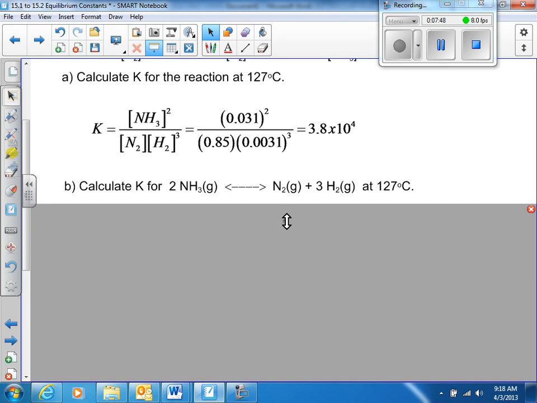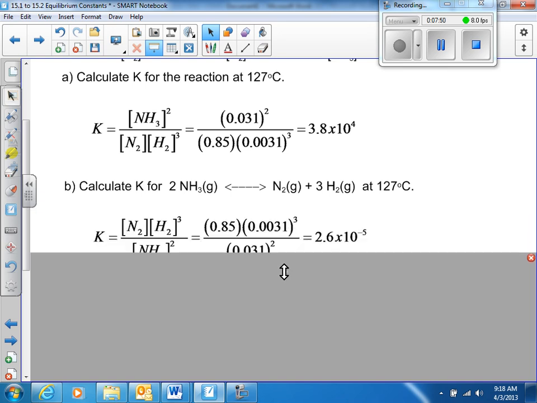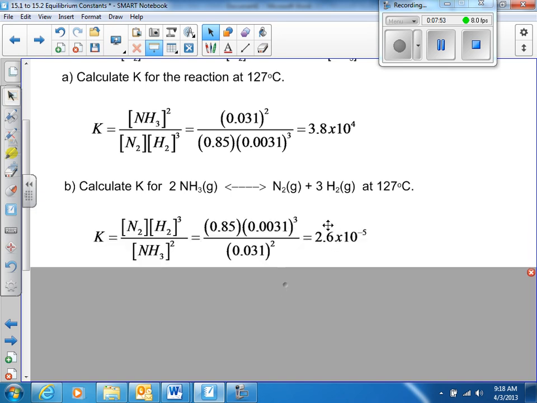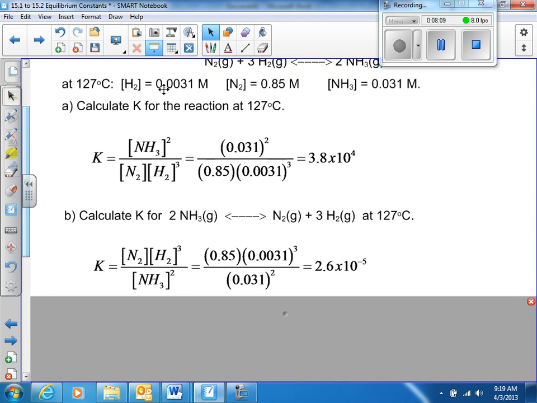So pause. Okay. Equilibrium expression. We change where the products and reactants are. So now, since I reversed the reaction, the products are now defined as N2 times H2 cubed over the reactants, NH3 squared, because of the 2 here. Just plug in the values that were given to you right up here. We saw that we get this number.